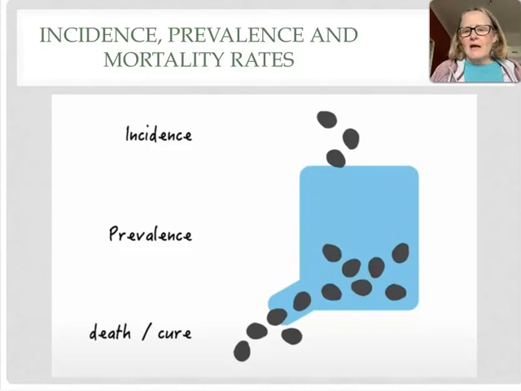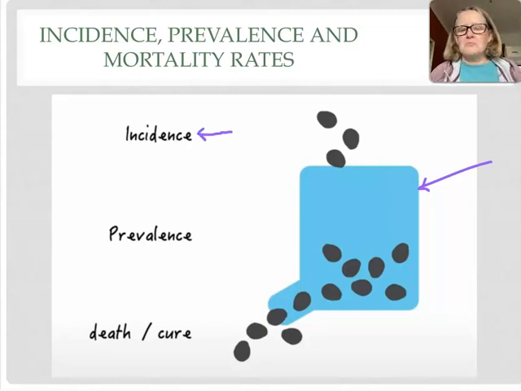In this model, we have the whole population that has disease. So this blue box here is the population, and the people with the disease are the pebbles in the box. If we want to increase the number of people with disease, then we increase the incidence. So that's the number of new cases that arise with that disease in that population per year. The way that we reduce the number of people in the population is that they either die, that would be the mortality rate, or they get cured.